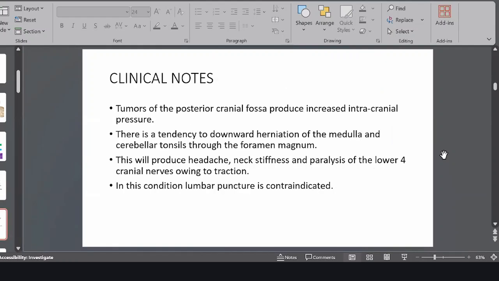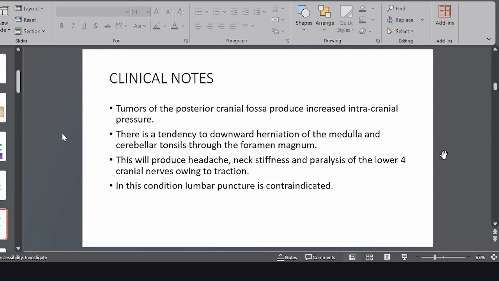Cranial nerves. Now, a tumor of the posterior cranial fossa produces increased intracranial pressure. When there is a tumor, there's always increased intracranial pressure within the brain and a tendency to downward herniation of the medulla and cerebellar tonsil through the foramen magnum. Then they will produce headache, neck stiffness, and paralysis of four cranial nerves owing to traction. Then in this condition, lumbar puncture is contraindicated.